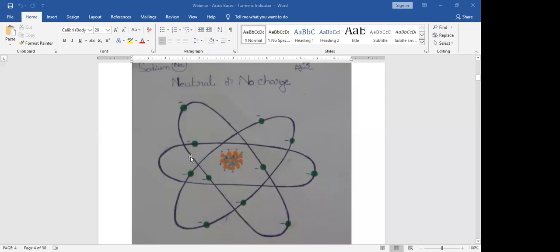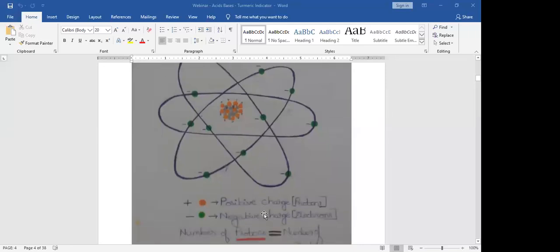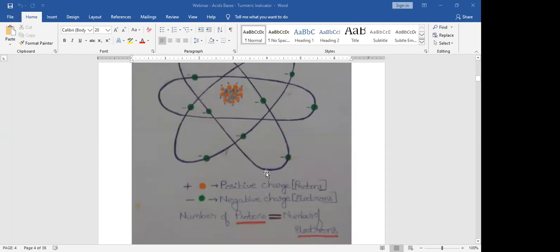Now let's count and see how many negative charges there are. Since the screen is in front of you, quickly count how many electrons there are. And quickly count how many positive charges or orange dots there are. If you see, there are 11 electrons and 11 protons. That means the number of positive charges, or protons, is equal to the number of negative charges, or electrons. That means they're all balanced. It's not charged anymore.